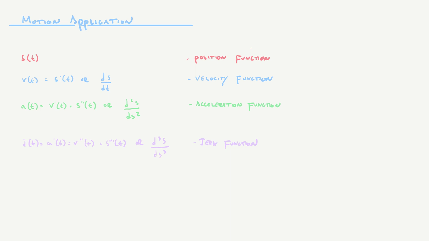So one common application of higher derivatives is motion. Maybe it's particle motion, maybe it's motion of a rocket, maybe it's motion of a car. It's just some physics application of motion. s of t is usually called your position function. The derivative of s of t is your velocity function, v of t. The derivative of the velocity function, or the second derivative of your position function, is your acceleration function. And then the derivative of the acceleration function, which would be the second derivative of velocity or the third derivative of position, that's your jerk function.